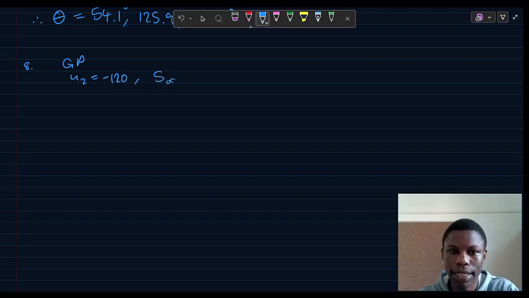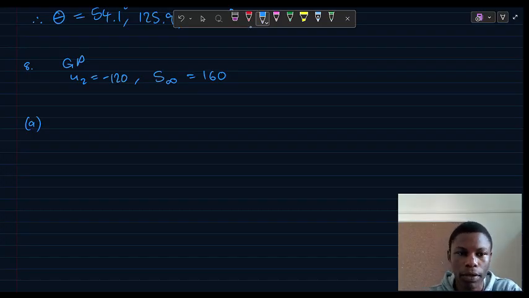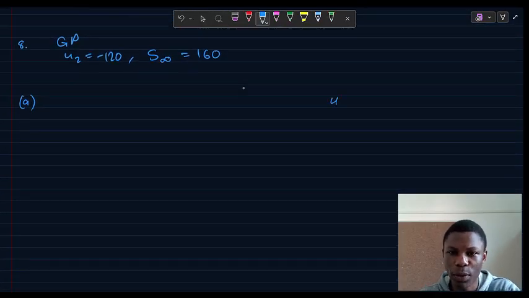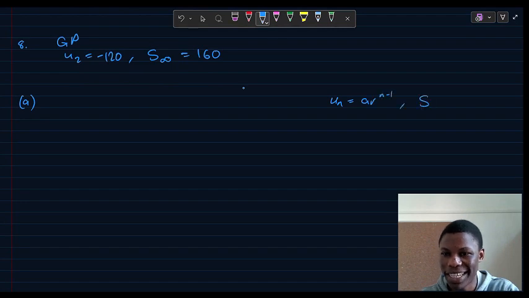Number 8. A geometric progression is such that its second term is negative 120 and its sum to infinity is equal to 160. So that's the stem of the question. And then part A says find the common ratio. All right. So recall your formulas for geometric progression. The nth term formula from the MF19 is AR to the n minus 1, and your sum to infinity formula is A over 1 minus R.